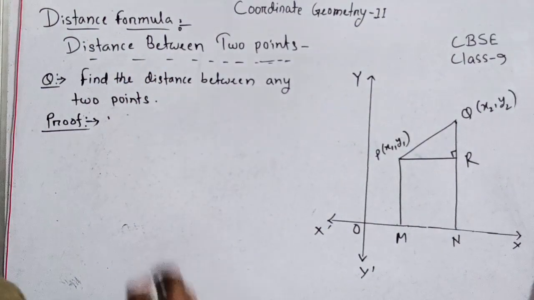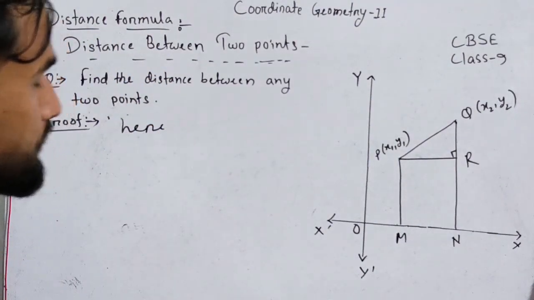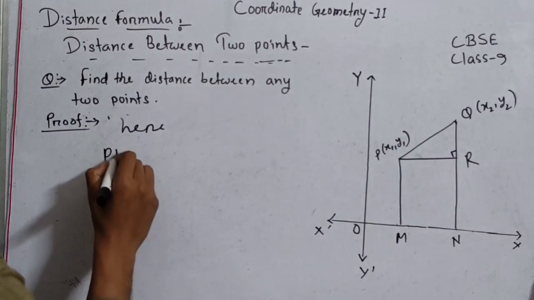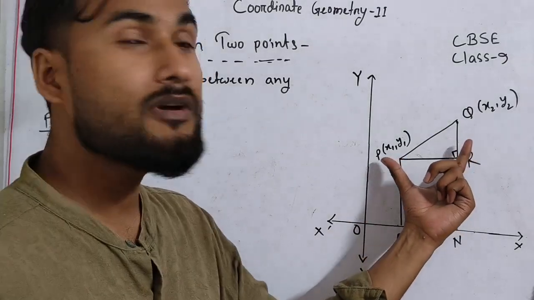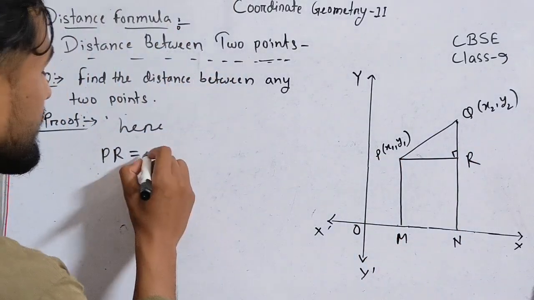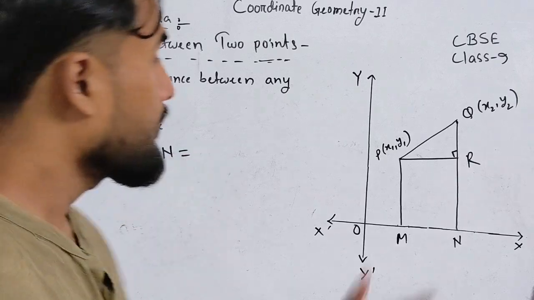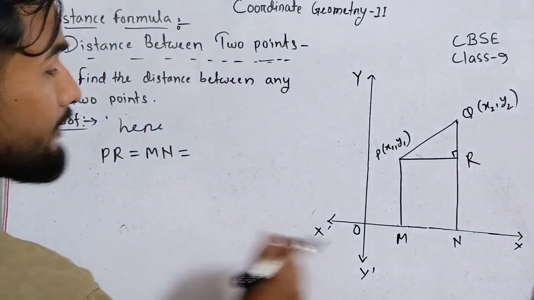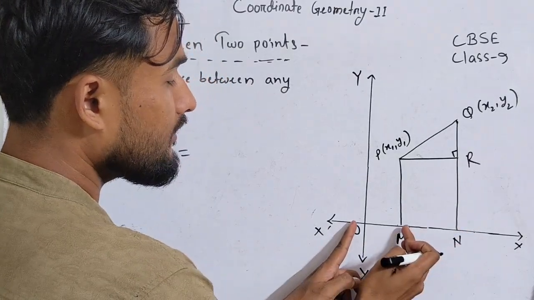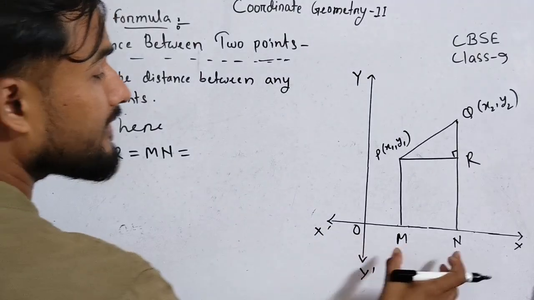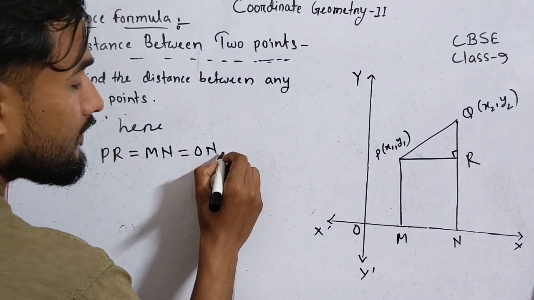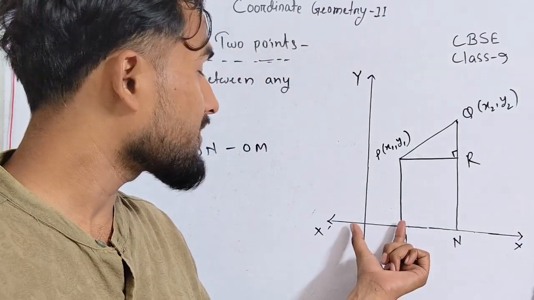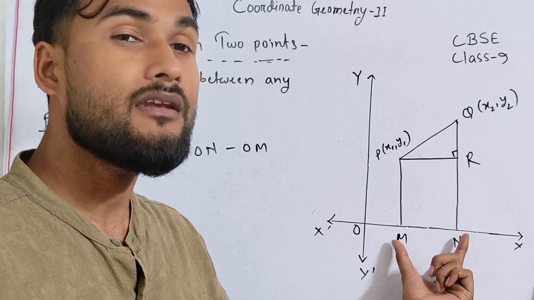Let's see. PR equal to how much? PR will be equal to MN. And MN we can write like that: MN will be, from the total ON, when we subtract OM, then we shall find the MN.